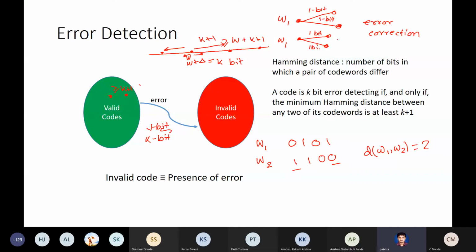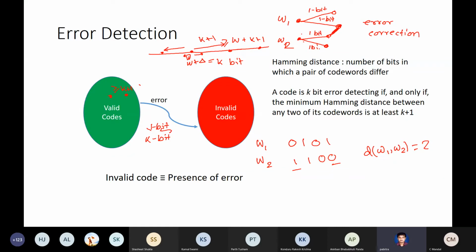In error correction, what do we want? So W1, let's say it gets perturbed to this. W2 gets perturbed to this, and these two should not be the same. Why? Because we are observing this error-corrupted thing, so we don't know whether this resulted from W1 or W2. So you cannot reconstruct it back. You cannot correct it back.